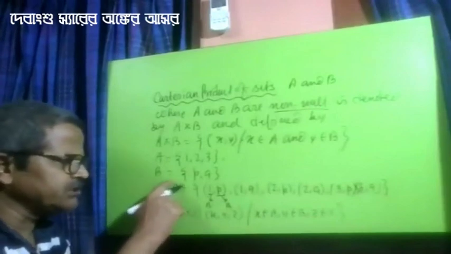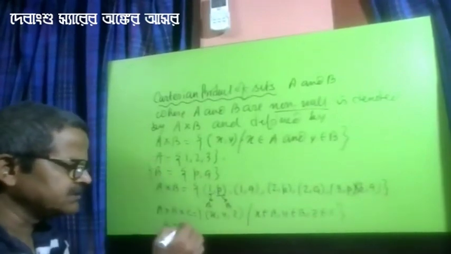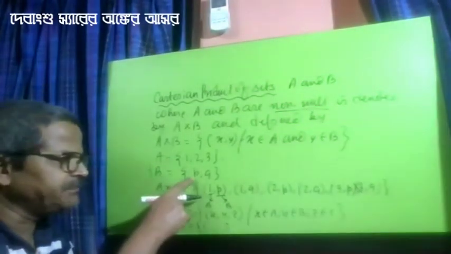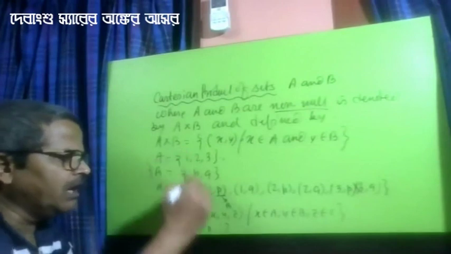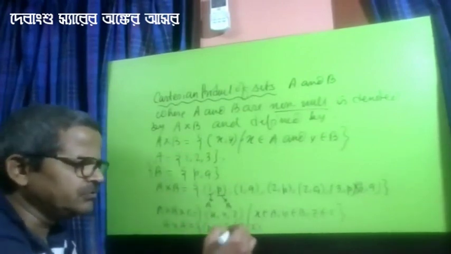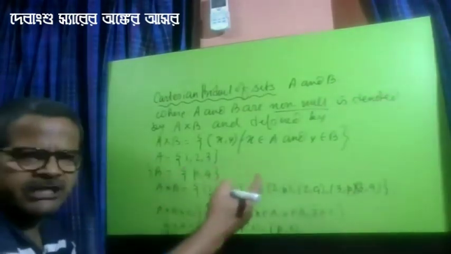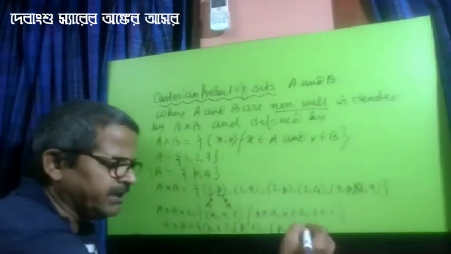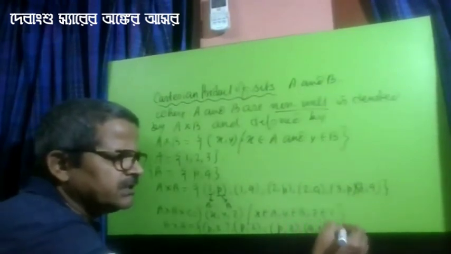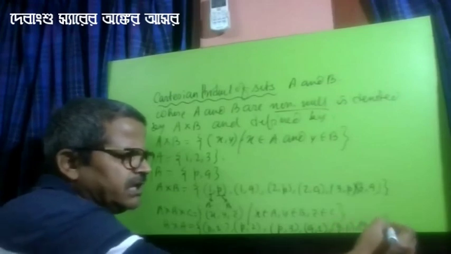So if I ask you to write B cross A from these two sets, your answer will be: the first element will be from B. Take P1, P2, P3, no more elements in A to combine with P, then Q1, Q2, Q3, and that's all.